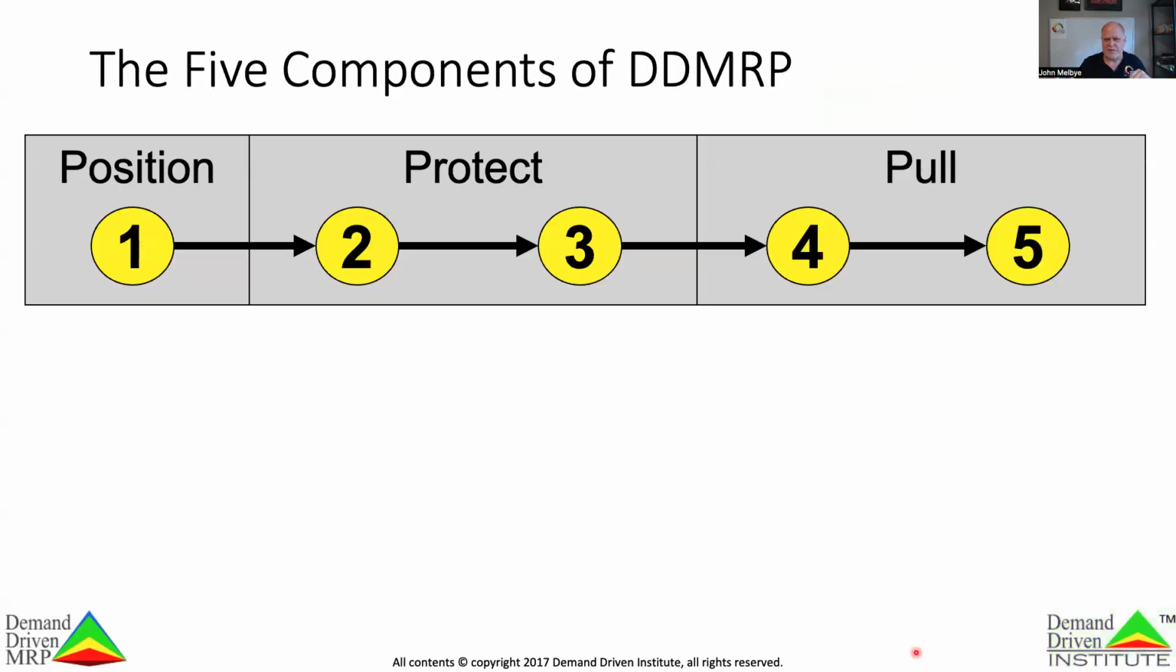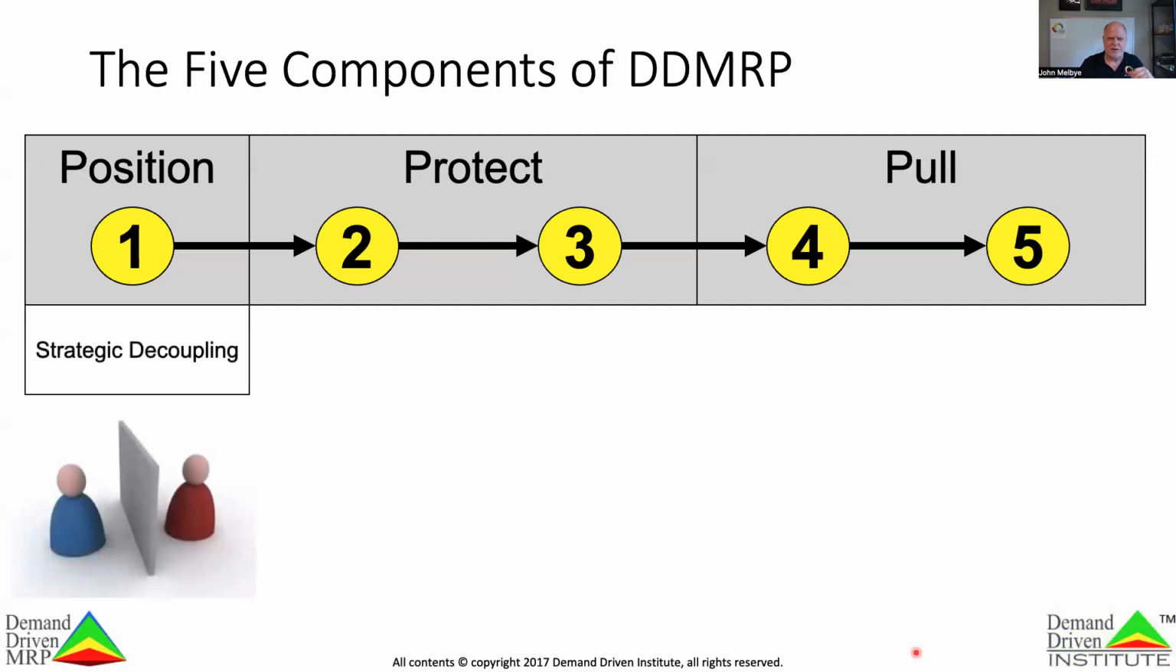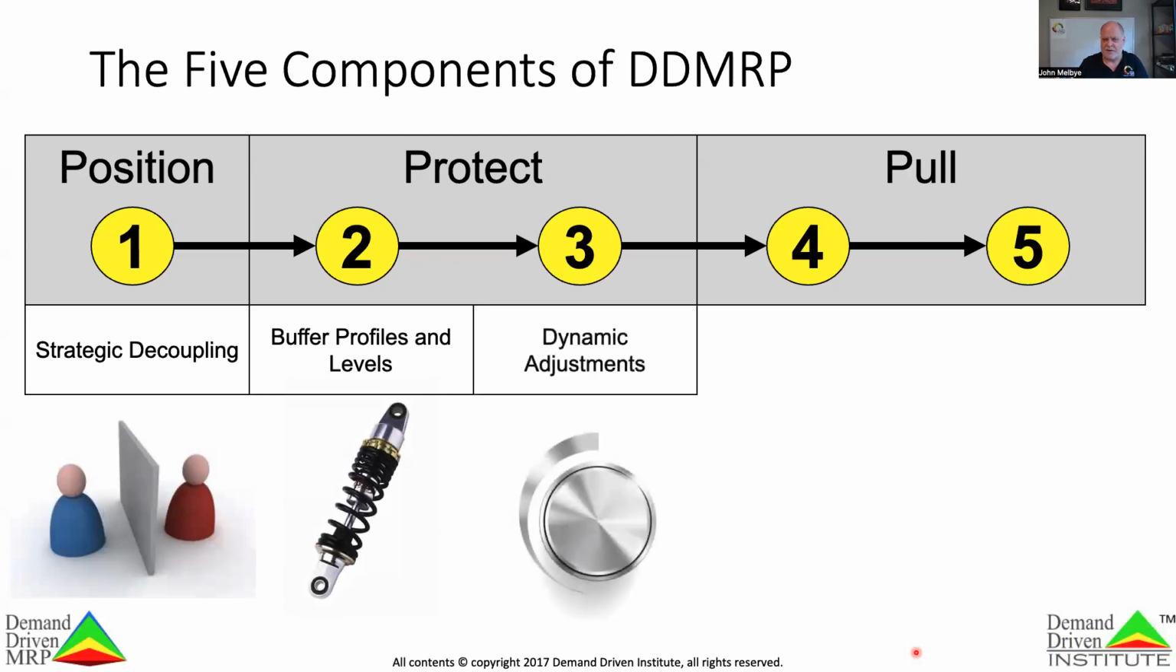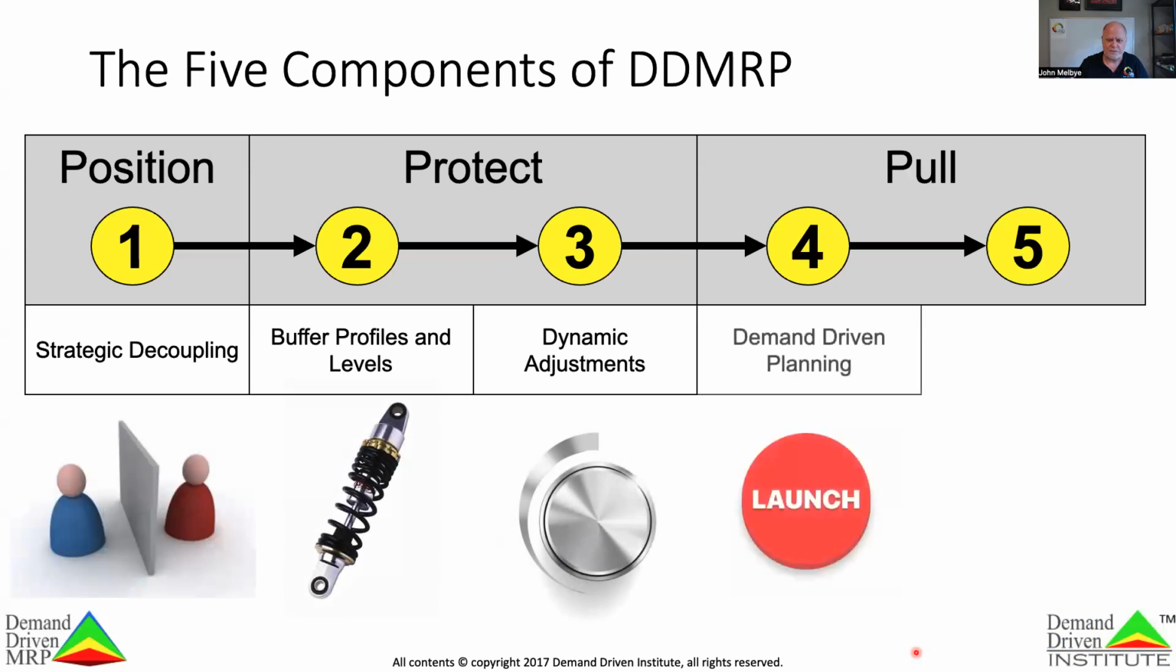There's five components in DDMRP: position, protect, and pull. It ends up being strategic decoupling, where we determine where we're going to hold inventory. The buffer profiles and levels: once we determine where we're going to hold inventory, we need to figure out how much we're going to hold there. And then the dynamic adjustments means that those inventory buffers have to adjust as our world changes around us.